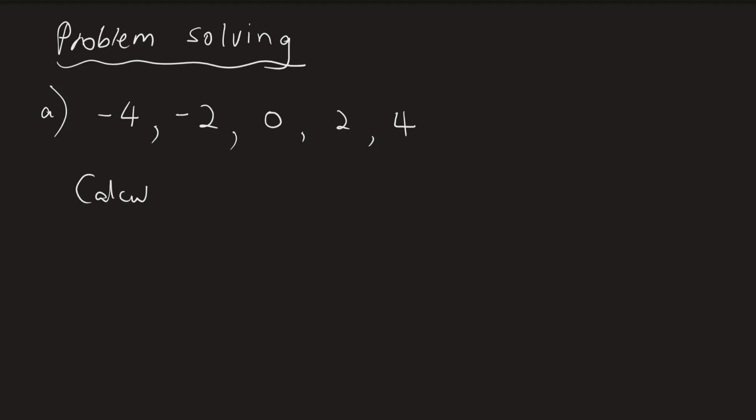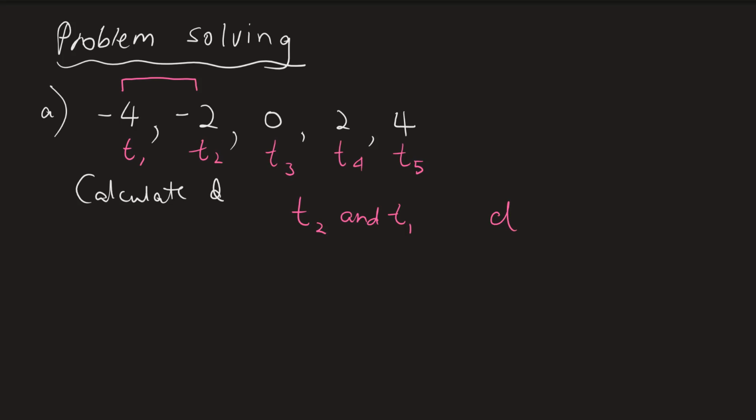So the way to find out if it's an arithmetic sequence is to calculate D. Let's just label these terms before we keep going. T1, T2, T3, T4, and T5. And remember how to determine if it is an arithmetic sequence. The values of D must be the same. So let's start to calculate D between T2 and T1.